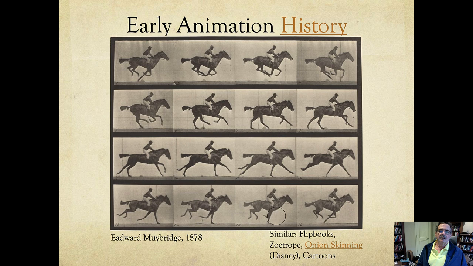Now, from a technological standpoint, this was quite a feat, to create a system that would be able to create these photographs, which could then be used to study the motion of animals and humans, and the idea of a gait. But it's really an interesting kind of model that is an early form of animation history.